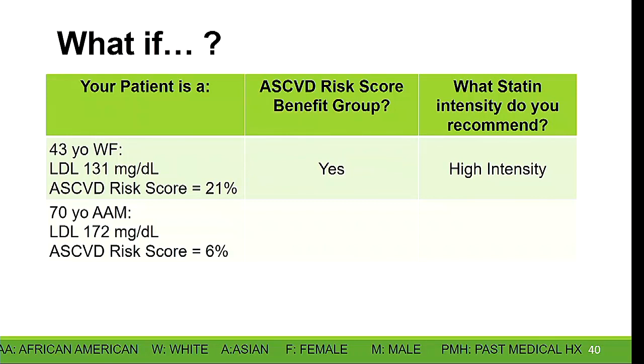All right, next case, 70-year-old African-American male with an LDL of 172, ASCVD risk score is 6%. Do they meet criteria? Why not? Their risk score is below 7.5%. See, these two work great together. Two halves to a whole. So they're not currently indicated for therapy.